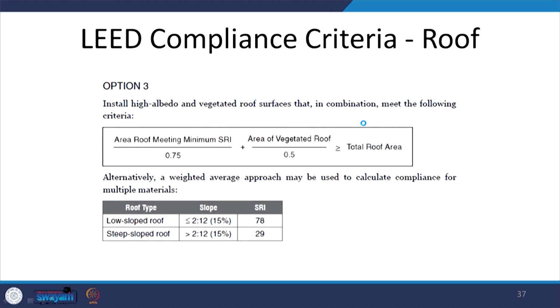When we talk about the SRI numbers, we see that low sloped roofs should have a minimum SRI of 78, while the steep sloped roof, because again there is a potential for causing glare to other buildings, is limited to 29. Here we are talking about the total roof area, 75% of which has to follow these strategies of either SRI or the vegetated roof.